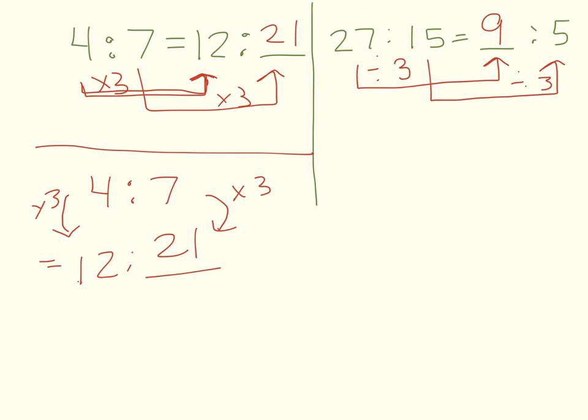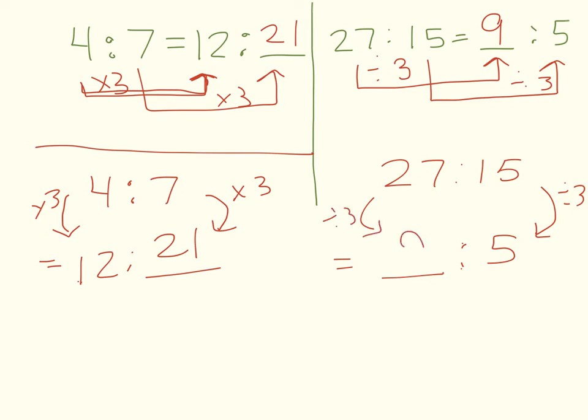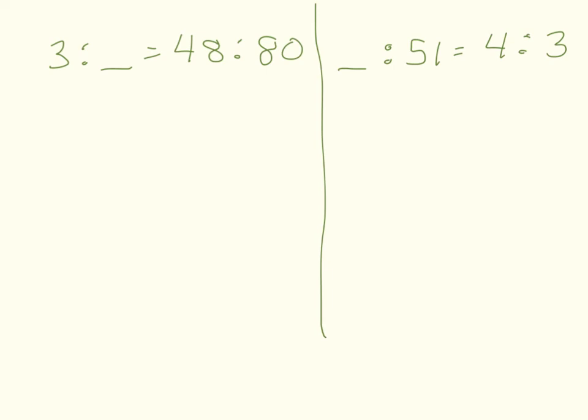I could have also written this one over here as 27 to 15 equals what to 5. And I could see that coming down was dividing by 3. So to divide by 3 on this side gives me 9. Pause the video and try these last two, making sure to multiply and divide carefully.